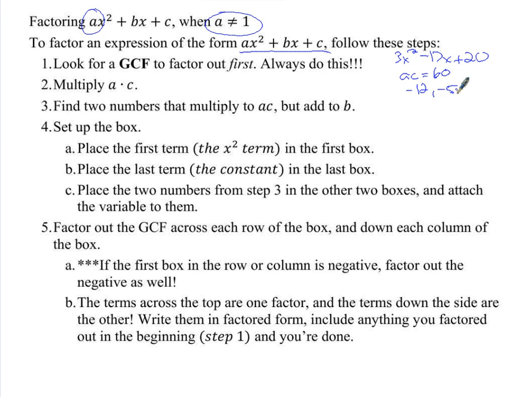These two multiply to give me positive 60. They do add to give me negative 17. There will never be more than one correct way to do this. So these are the only two numbers that work. That's step 3. Then step 4 is set up the box. The box looks like this.